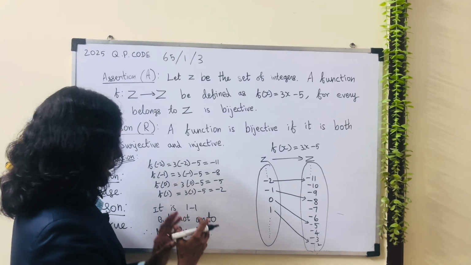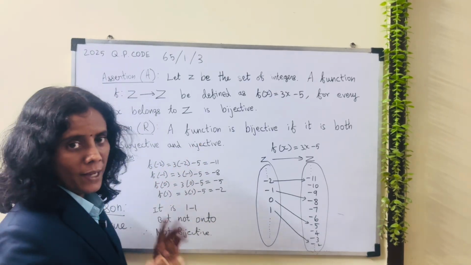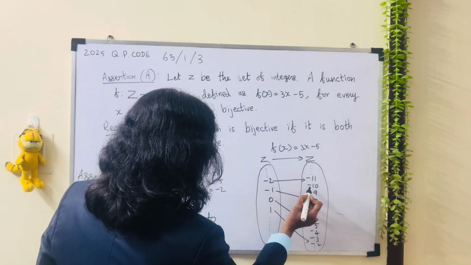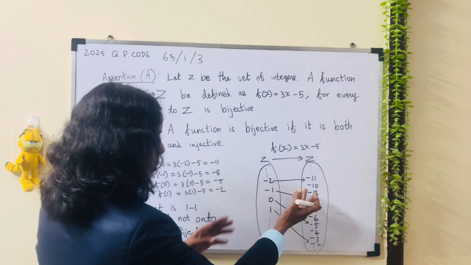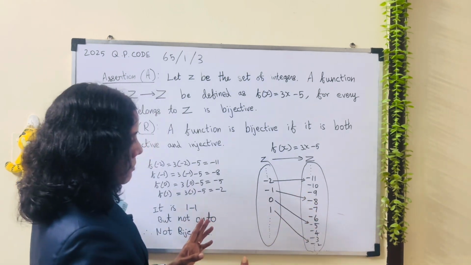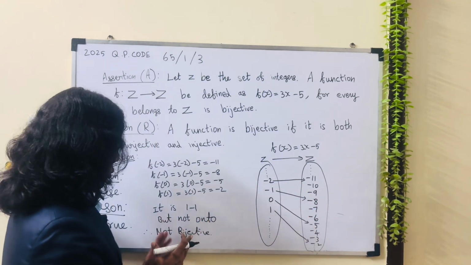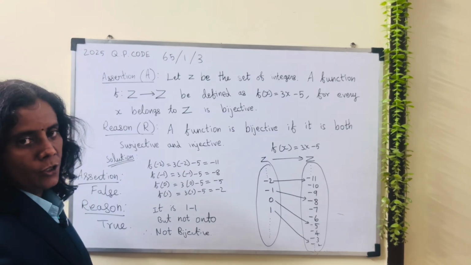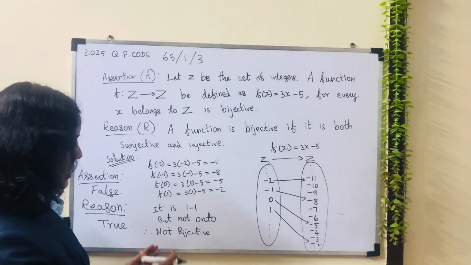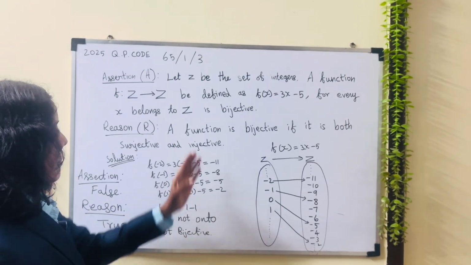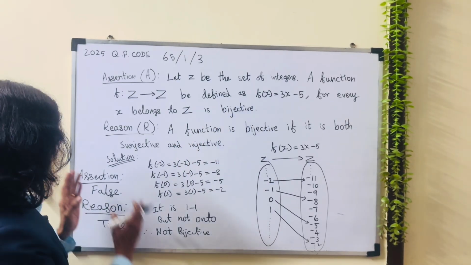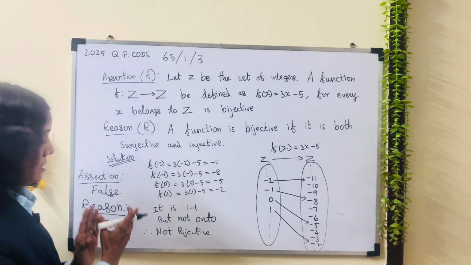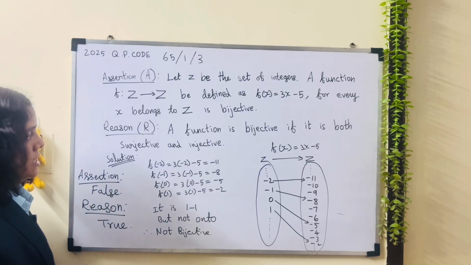And here the function is not onto. Why is it not onto? Here minus 10 is there, no pre-images here. For minus 9 also no pre-images here. So the function is not onto. That means it is not bijective. But in your problem, it is given that the function is bijective. So our assumption is, assertion is false.